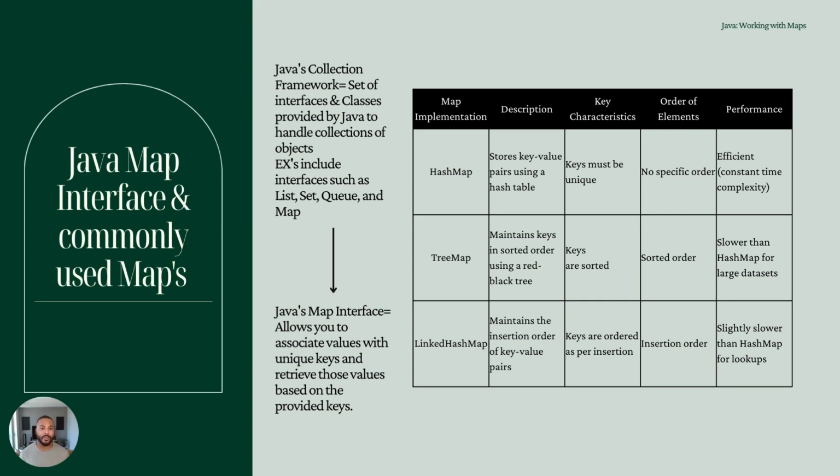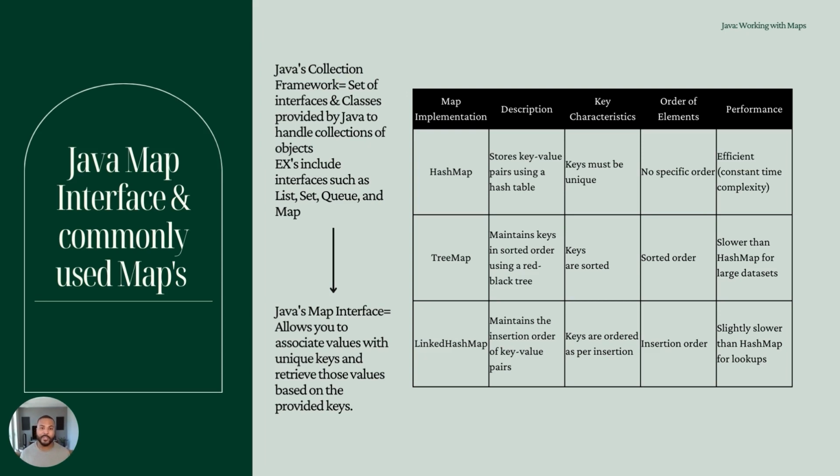The Java Collections Framework is a set of interfaces and classes provided by Java to handle collections of objects. Examples include interfaces such as List, Set, Queue, and Map. And that's what we're going to discuss a little more in detail: the Map interface. Java's Map interface allows you to associate values with unique keys and retrieve those values based on the keys. There are three map implementations that I will discuss: the HashMap, the TreeMap, and the LinkedHashMap.